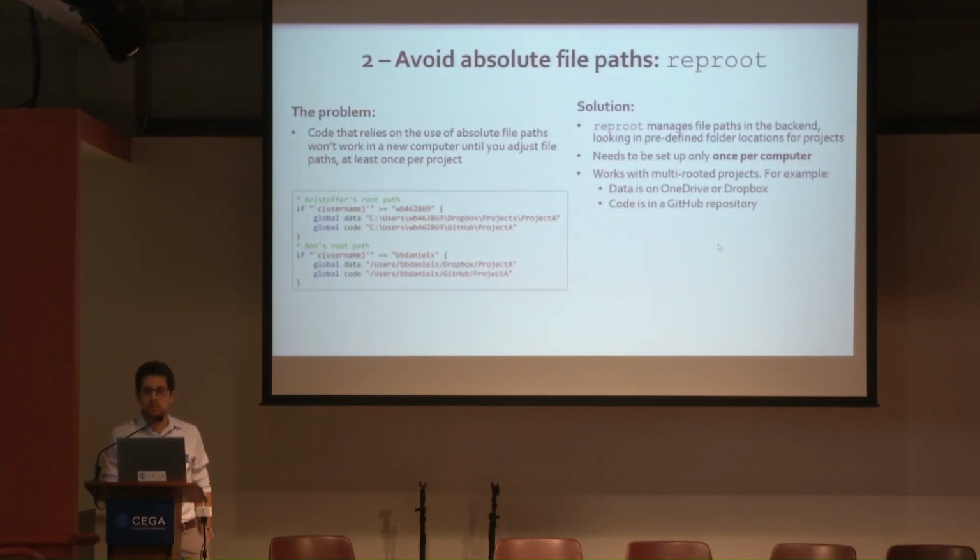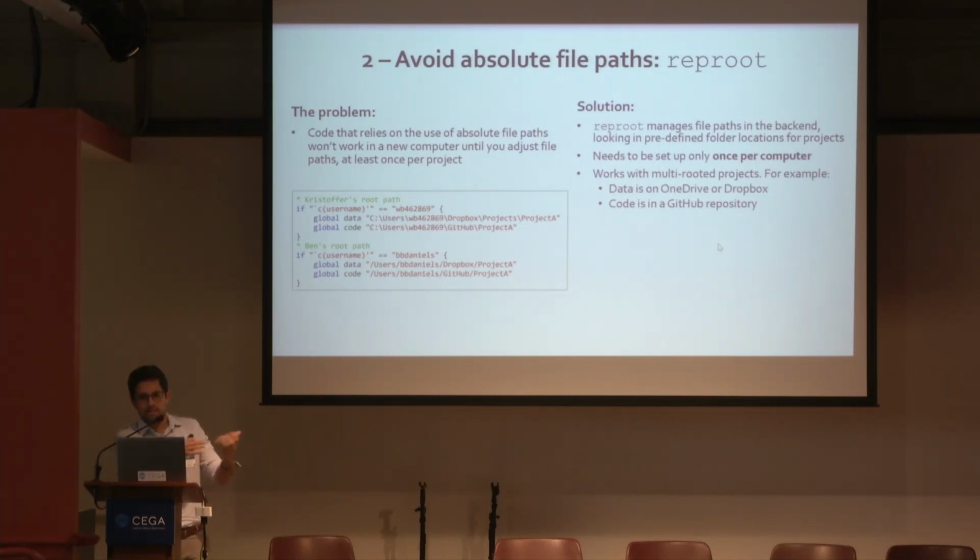The second is reproot, which addresses the problem of absolute file paths in Stata. So a lot of people do this when they code in Stata. You check the username of the computer and then you adjust absolute file paths. They are usually root directories. For example, in our teams, it's very common that people will use one directory for data and another one for code.